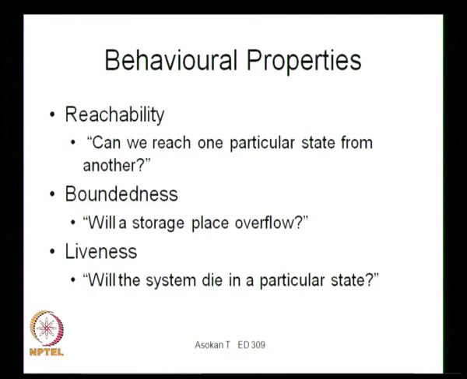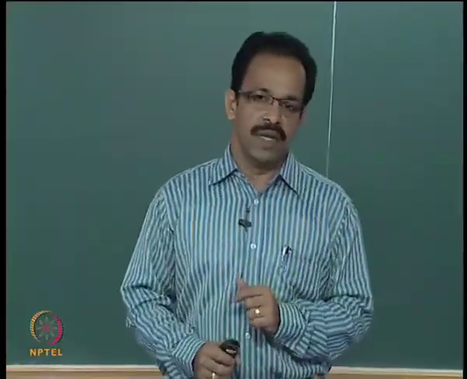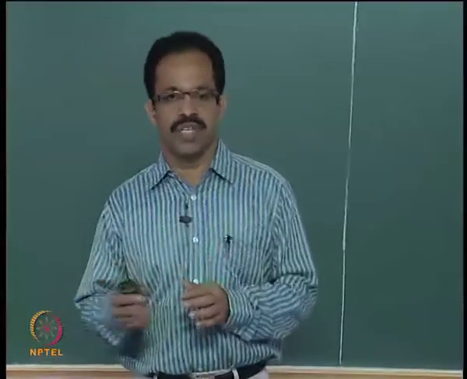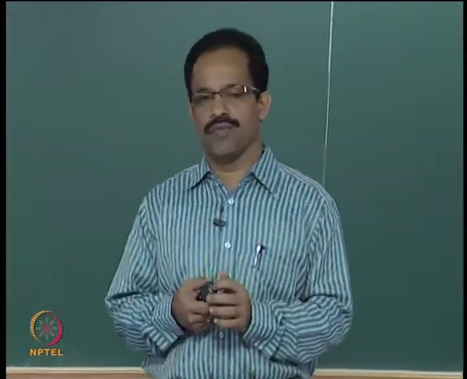Then we have the liveness of a system, whether the system transition will lead to a death of the system, in terms of whether the system will stop giving an output when we reach a particular state. These can all be modeled using Petri net. Apart from this, there are multiple local states which lead to a global state. That also can be understood using Petri net. We can model those behaviors using these Petri nets, the states and transitions. So in order to explain these situations, I will take a few examples and show you how Petri net can be used for the behavioral modeling of systems.